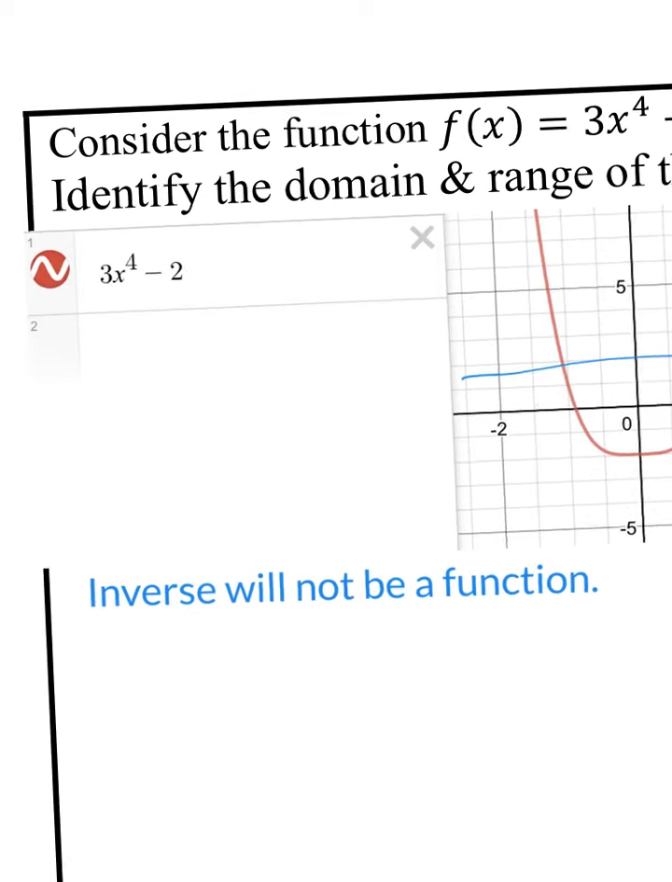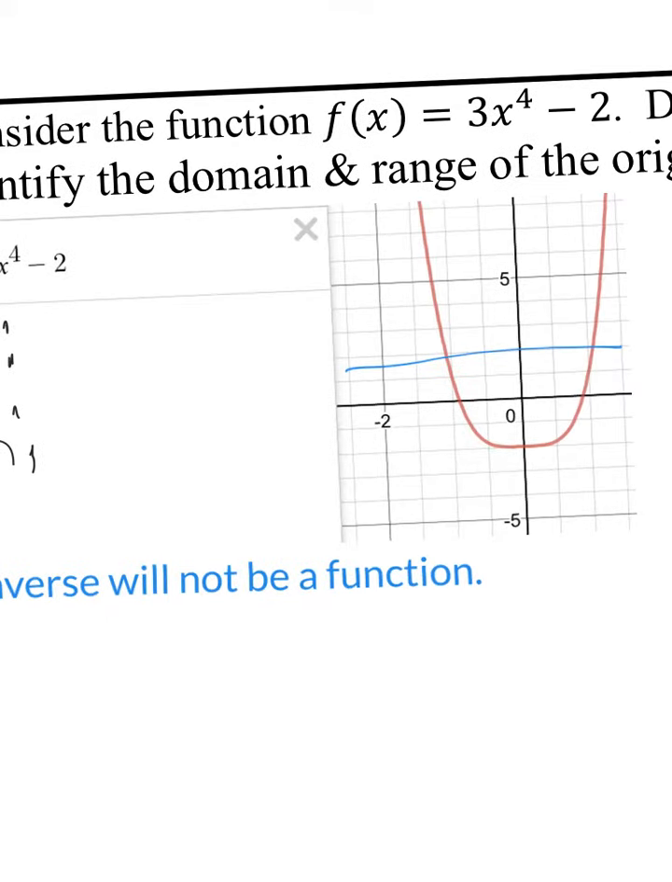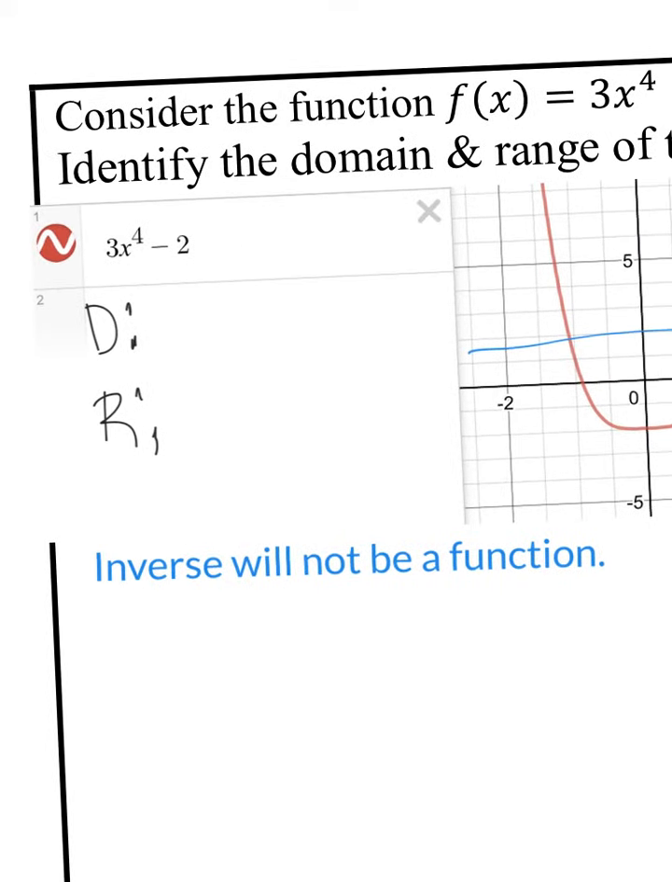Let's talk about the domain and the range of this graph. The original domain is, well, what's happening with the x values. It's moving left and right freely. So the original domain is all real numbers. So again, that tells me the range on the new one is all real numbers. That's what I'm trying to say. And so the range on the old one is going to be the new domain.